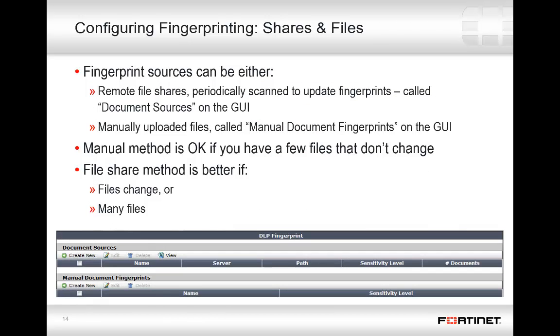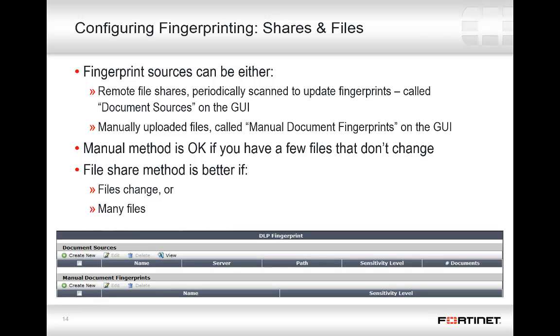Once you've defined any custom sensitivity levels, you're ready to define your fingerprints. Fingerprinting can be done two ways. In the GUI, you can upload files to the FortiGate so that it can create and store checksums. You can also configure the FortiGate to connect to a file share. If you prefer, it can do this periodically.